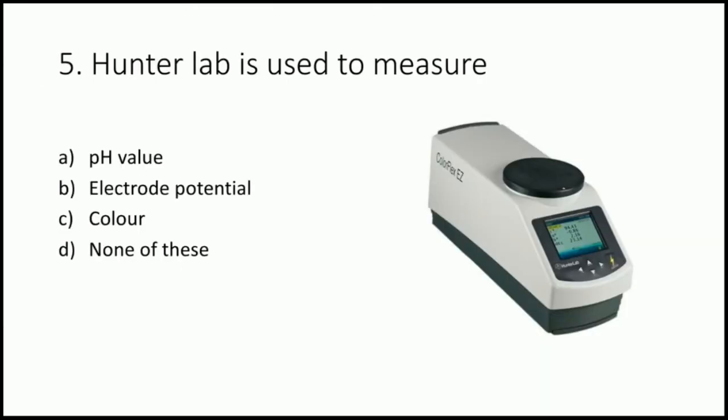Next question. Hunter lab is used to measure. Hunter lab is an instrument. The photo is being given here. So it is used to measure pH value, electrode potential, color, none of these. So the correct answer to this question is option C, that is color.